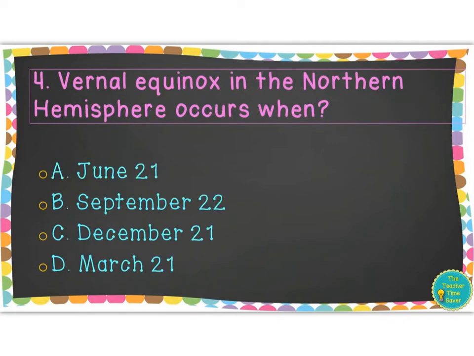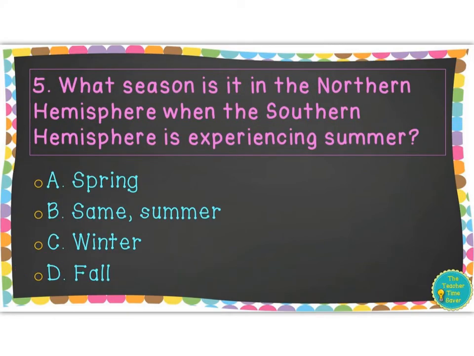Number 4, vernal equinox in the Northern Hemisphere occurs when? And the answer is D, March 21st. So vernal meaning spring, the equinox in the Northern Hemisphere is going to occur March 21st. What season is it in the Northern Hemisphere when the Southern Hemisphere is experiencing summer? And the answer is winter. Again, they always are going to have opposite seasons.